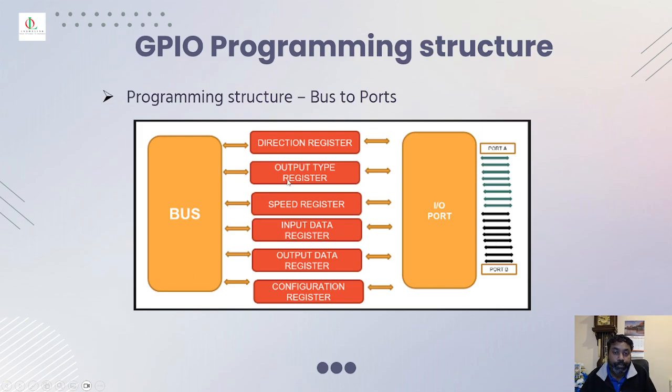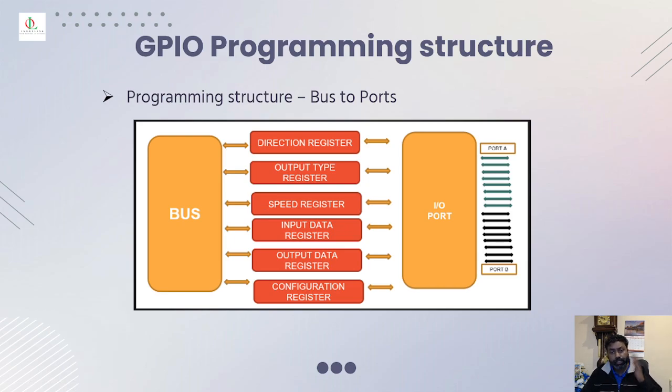The second one is the output type register. What is the output type register? So far, we learned there are 2 types of output type, either push pull or open drain. Push pull has both transistors, PMOS and NMOS. Open drain has only NMOS. Push pull has 2 states, 1 and 0. Open drain has 0 and floating, which can be the high impedance state. So that's that.